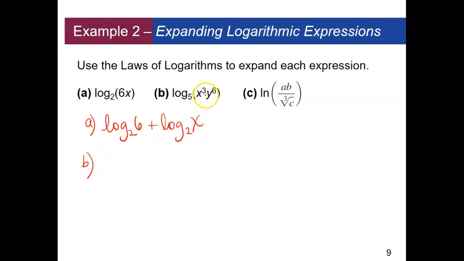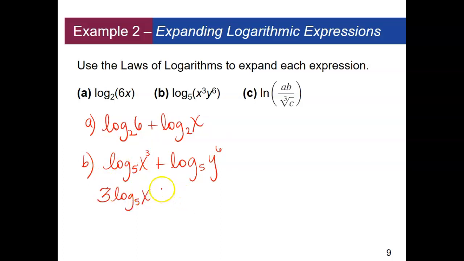B, we're going to split up. Okay, if it's in its truly expanded form, we don't want to have any exponents left. So I'm going to bring those exponents down in front. So I have 3 log base 5 of x plus 6 log base 5 of y.